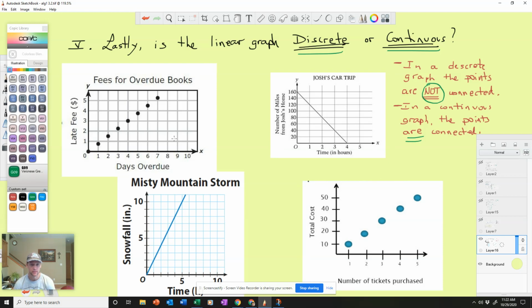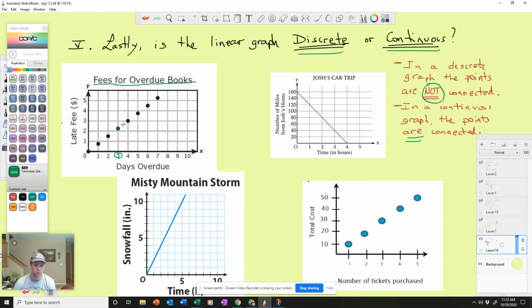It's logical. First of all, let's go with this one. Fees for overdue books. So it tells you here that if you are 3 days overdue, you're going to have to pay a fine of about $2.25. So here is the question. Why did they not connect these points? There's a reason for it. Can you at the library be 3.5 days overdue or 3.6 days overdue? No, they don't do that. You're either 3 days overdue or you're 4 days overdue, but there's nothing in the middle.